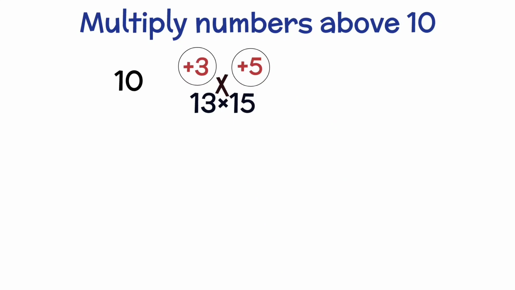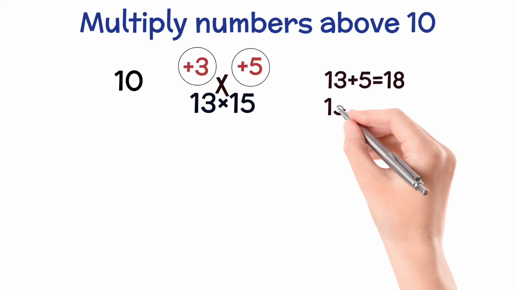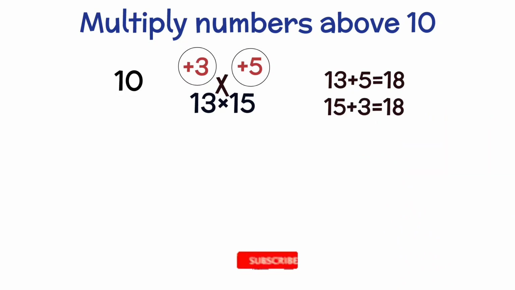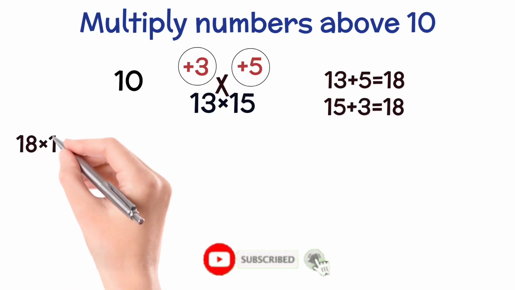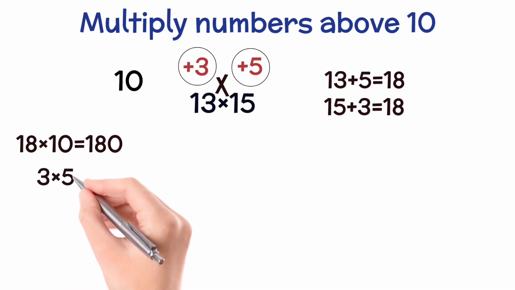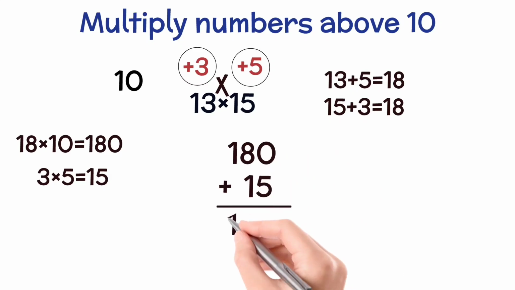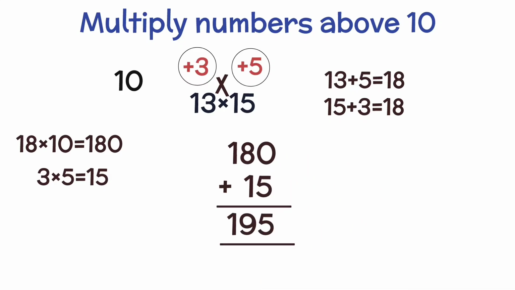Add the numbers diagonally. Then we get 13 plus 5 is 18, and 15 plus 3 is 18. Here the sum is the same. Multiplying 18 with the reference number we get 180. Multiplying 3 into 5 we get 15. By adding 180 and 15 we get the final answer as 195.